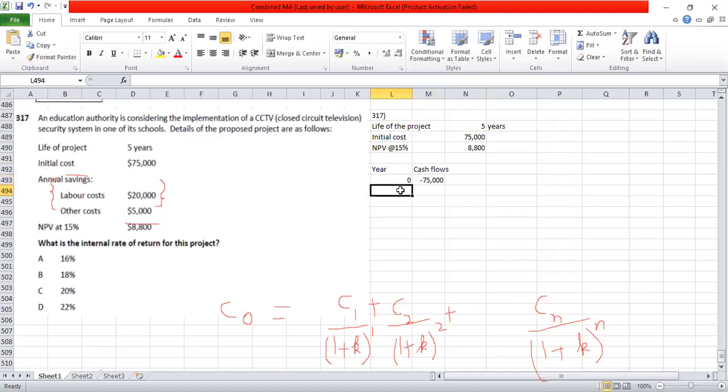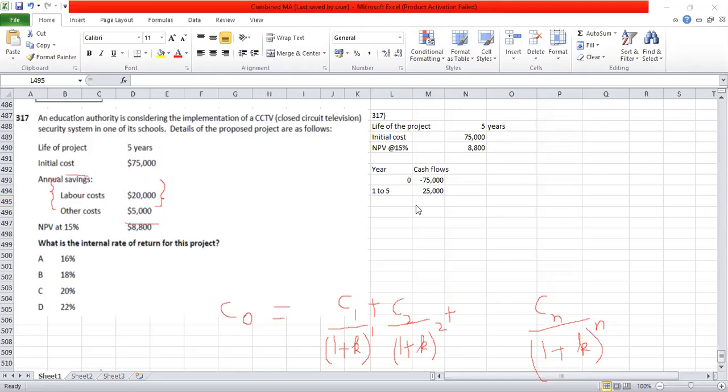From year 1 to year 5, all of them it's the same thing. When the cash flow is the same for years 1 to 5, we call that an annuity. What is the cash flow? Labor is 20,000, other cost is 5,000. So altogether it is 25,000, the total savings.